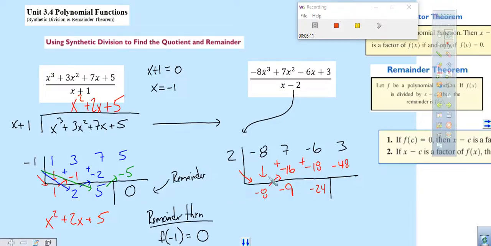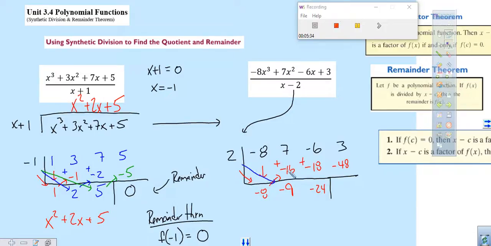So let's go back through and check those numbers because that didn't work out and I thought it was going to. So negative 8, 7, negative 6, 3. The factor is x minus 2, so the 0 will be positive 2. We bring down the negative 8, we multiply, we get negative 16.